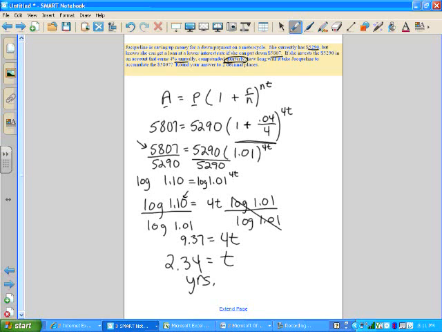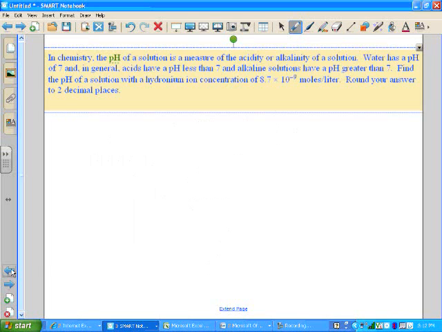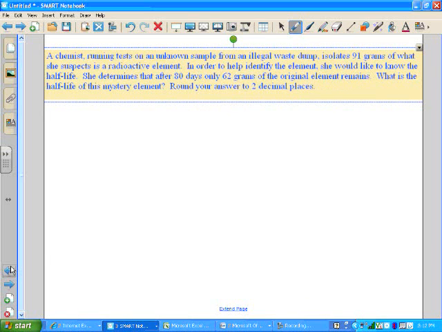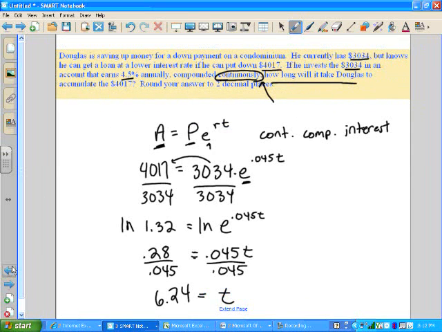Okay, so those are two similar problems, but they did use different formulas. So you'll need to memorize your compounded interest formula and then your continuously compounding interest formula for both of these problems. You'll get one or the other, and you're not going to know which one. So you have to know both formulas there. Now, let's go back to some other word problems here.